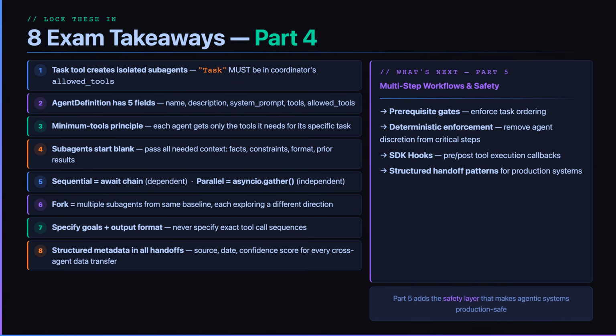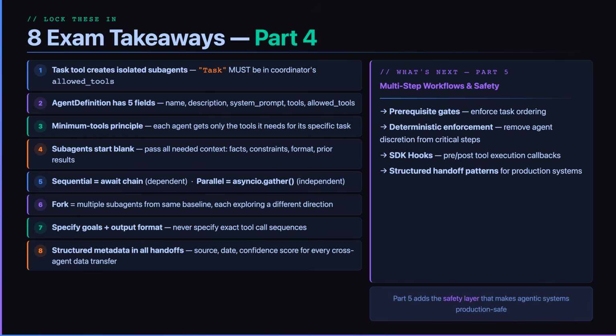Let's lock in the 8 things you absolutely need to know from Part 4. 1. Task tool creates isolated subagents, and task must be in the coordinator's allowed_tools. 2. Agent definition has 5 fields: name, description, system_prompt, tools, and allowed_tools. 3. Minimum tools principle. Each agent gets only what it needs. 4. Subagents start blank. You must pass all needed context in the task description.